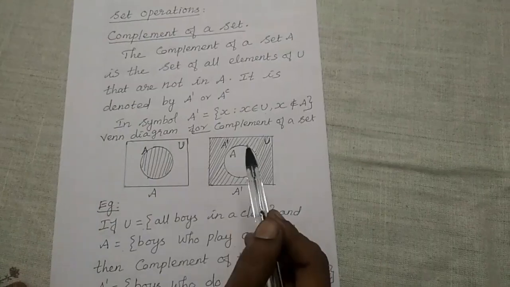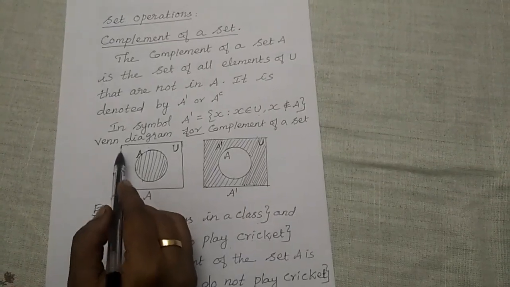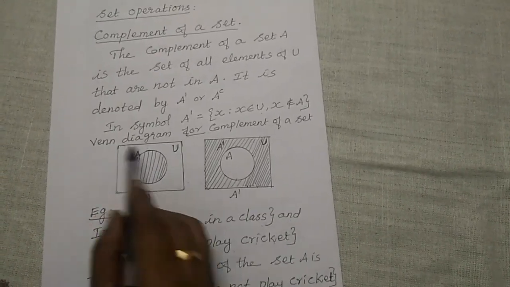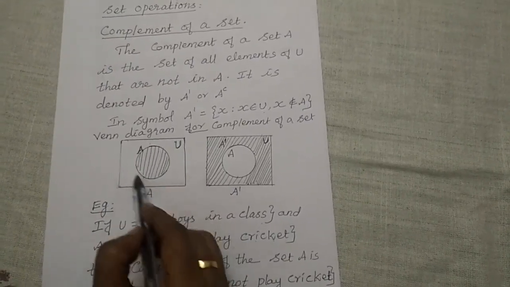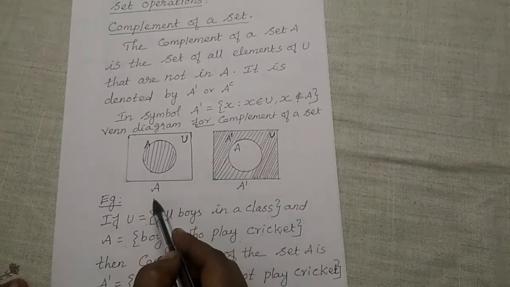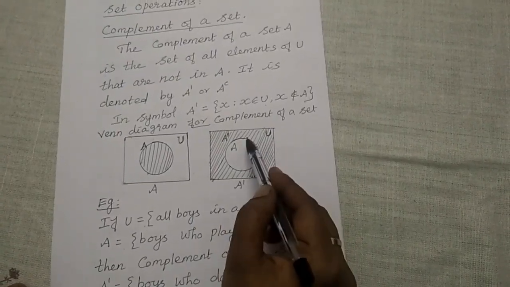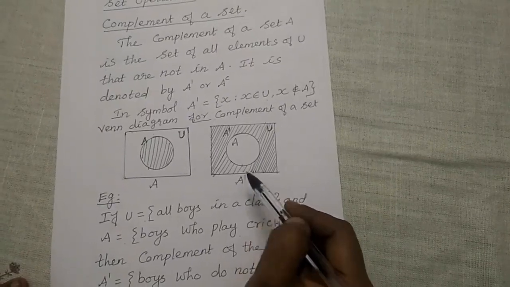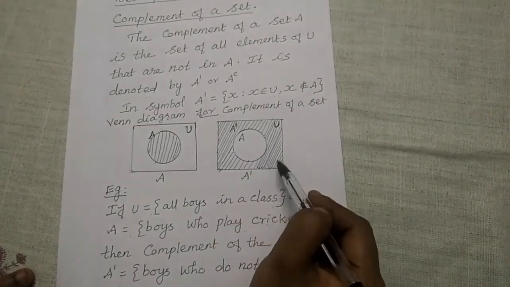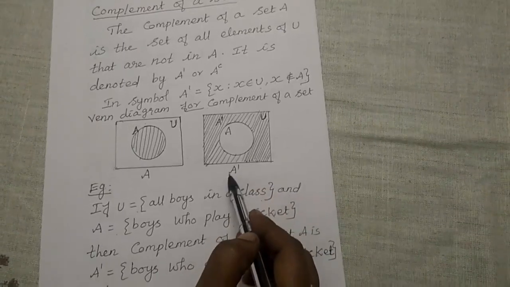Then the Venn diagram for the complement of a set. How to represent it? This rectangle box is the universal set. This is the set A, and the shaded portion is set A. Next, this is the universal set, then set A is given. A complement means except this A, the remaining universal set. This shaded portion is called A complement or A dash.